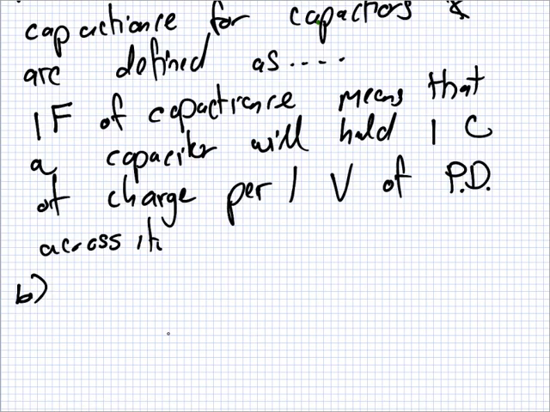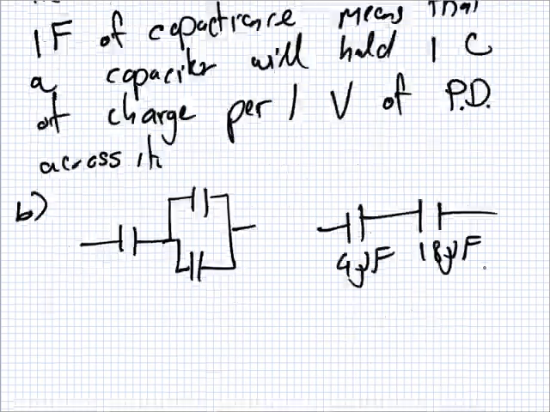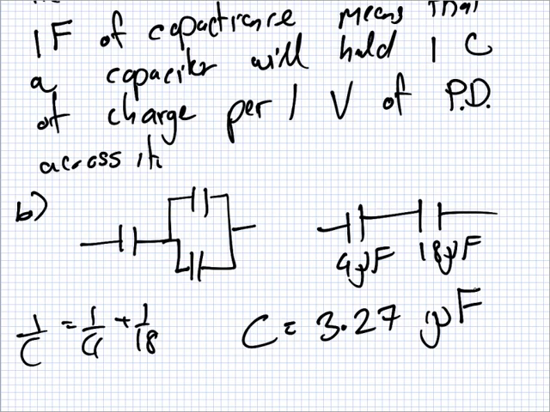Determine the combined capacitance. So you have a 4 micro, a 12 micro, and a 6 micro. We'll add the 12 and the 6 together to make an 18 micro, and now we add these together. 1 over C is 1 over 4 plus 1 over 18. So the capacitance is 3.27 microfarads. Okay. So far, so good. Next.